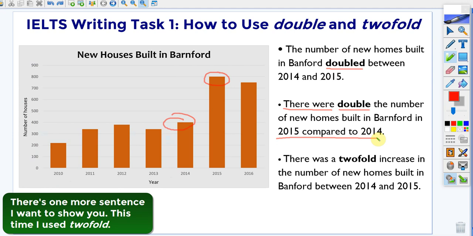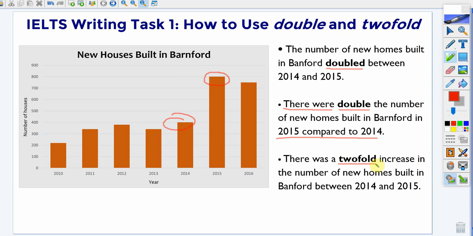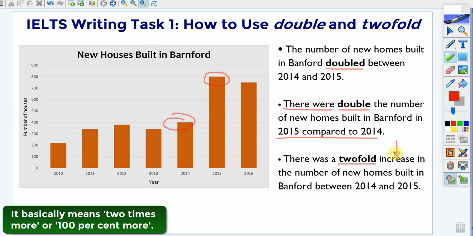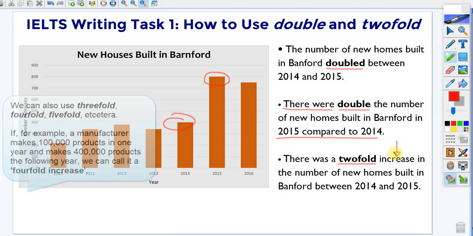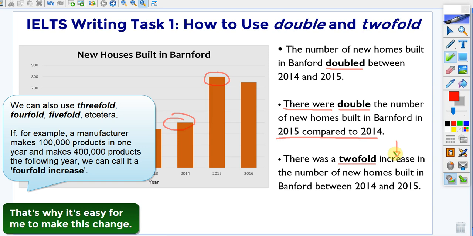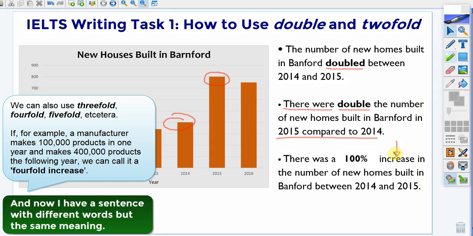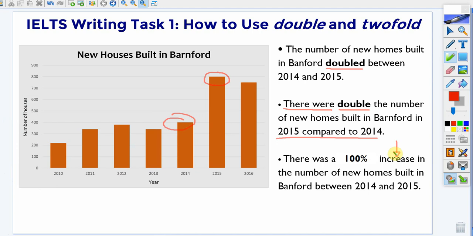There's one more sentence I want to show you. This time I used twofold. It's an adjective and it modifies this noun. It basically means 2 times more or 100% more. That's why it's easy for me to make this change. And now I have a sentence with different words but the same meaning.